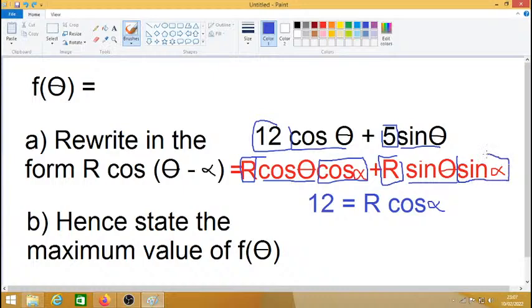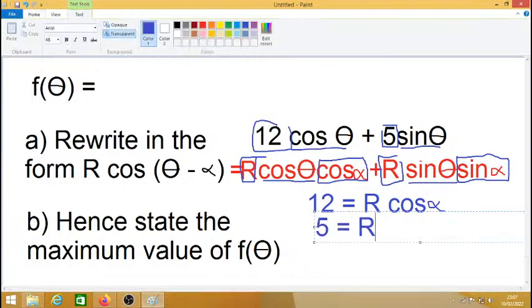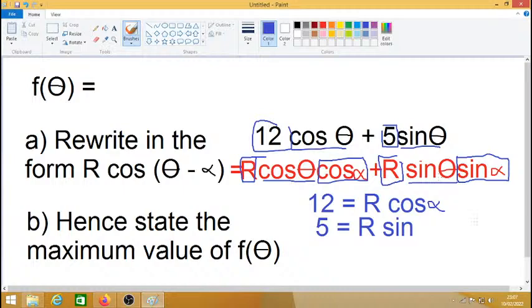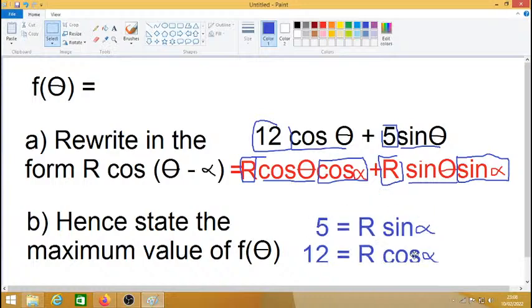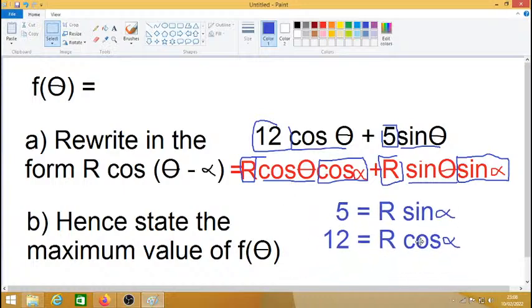So let's use that to form the second equation. We can say that 5 is equal to r sine alpha. Can you guess the next bit? We've got two equations. We need to do the little trick here, which helps us solve them. The trick is to just put the sine one on top and the cos one underneath. Why? Because when we divide sine by cos, then you'll end up with tan.